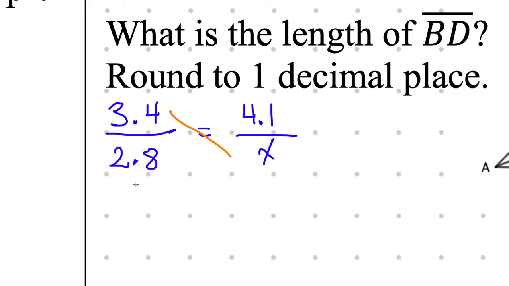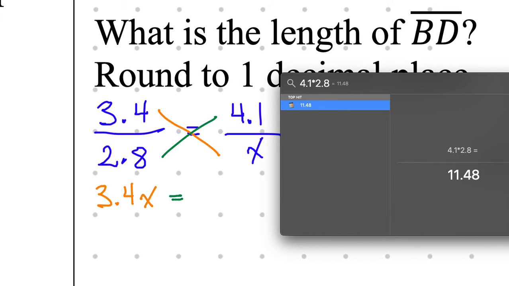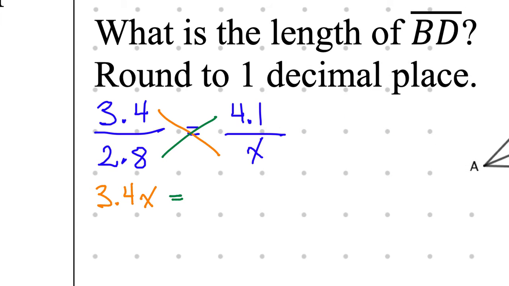So 3.4x, do it in that direction. 3.4x, and then do the other direction. And then I think we'll need a calculator in this case, so I'll do it for you. 4.1 times 2.8 is 11.48. This is equal to 11.48.